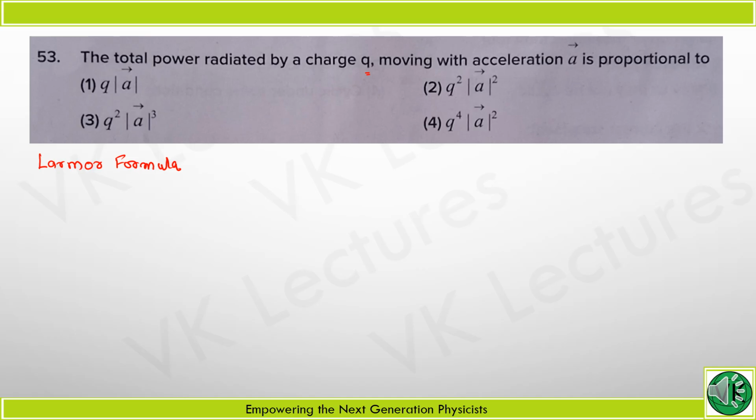So the power radiated P is equal to Q square A square, where A is the acceleration and Q is the charge, divided by 6 pi epsilon naught C cube. So from this, power radiated is proportional to Q square A square. So option 2 is the answer. So P is proportional to Q square A square.